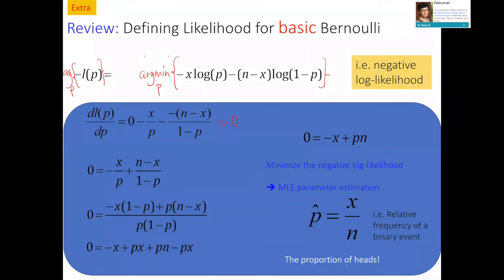You have a cost function, you take the gradient and set it to 0. What you get, the best p hat, is just the number of heads that appeared over all the times you flipped the coin. So this is the basic Bernoulli.